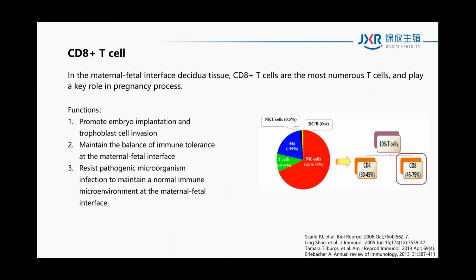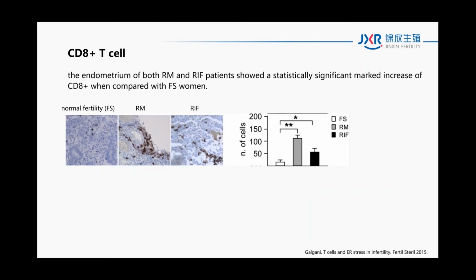The fourth type is CD8 T cells. In the maternal-fetal interface decidual tissue, CD8 T cells are the most numerous T cells and play a key role in the pregnancy process. Its functions include promoting embryo implantation and trophoblast cell invasion, maintaining the balance of immune tolerance at the maternal-fetal interface, and resisting pathogenic microorganism infection to maintain a stable immune microenvironment at the maternal-fetal interface. The endometrium of both recurrent miscarriage and recurrent implantation failure patients shows a statistically significant increase of CD8 compared with the normal pregnant group.